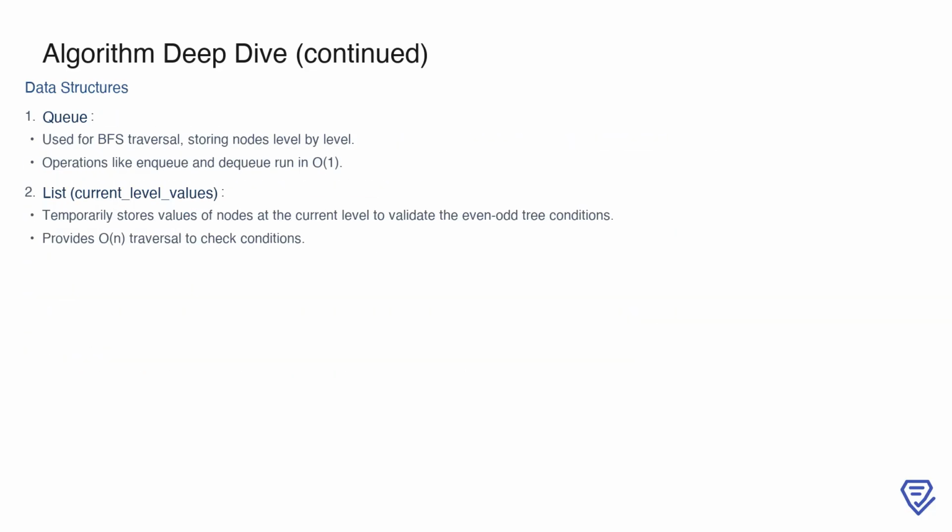The algorithm primarily relies on two data structures, a queue and a list. The queue is critical for BFS traversal, allowing us to store and process nodes level by level with constant time enqueue and dequeue operations. The list, on the other hand, temporarily holds the values of nodes at the current level. This makes it easier to validate the level's conditions, such as checking for odd or even values and ensuring strict ordering. Together, these data structures provide a simple yet effective way to traverse and analyze the tree.